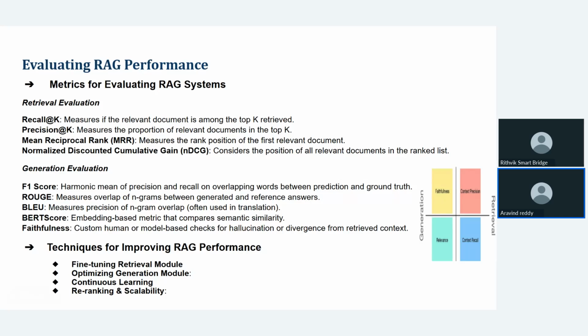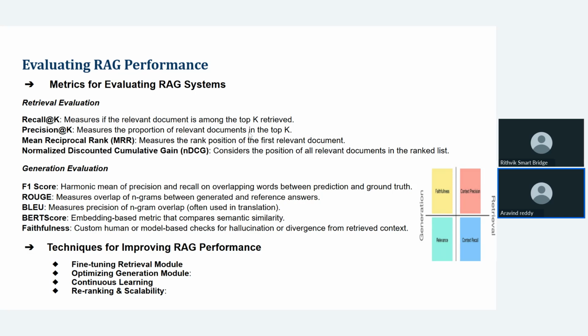The metrics for evaluating RAG start with retriever evaluation. We use recall, precision, and mean reciprocal rank. These are the operations we will perform on the RAG to measure the relevant documents. For recall, we measure the relevant documents from the top K, where K is the number of results retrieved. Based on K, we retrieve the documents and measure the proportion of relevant ones.